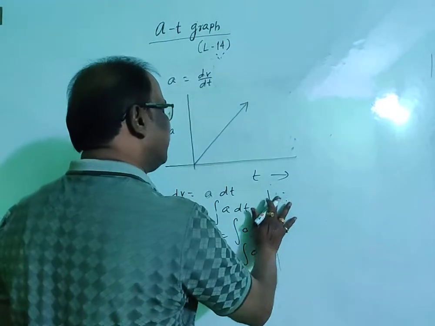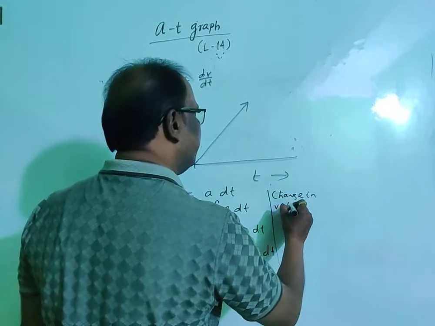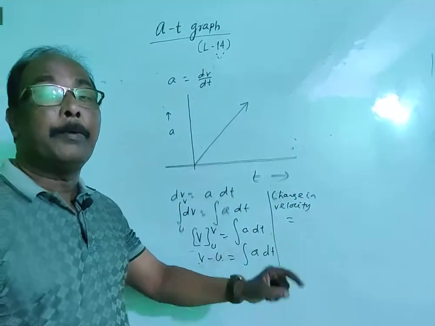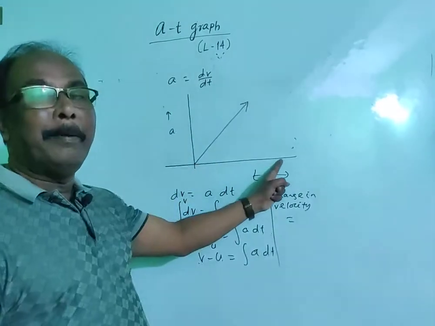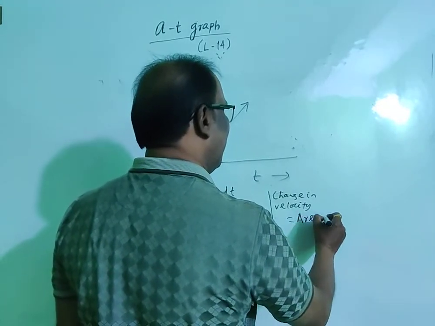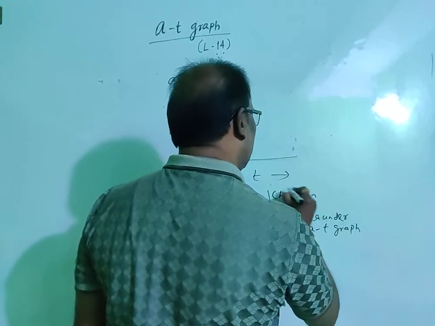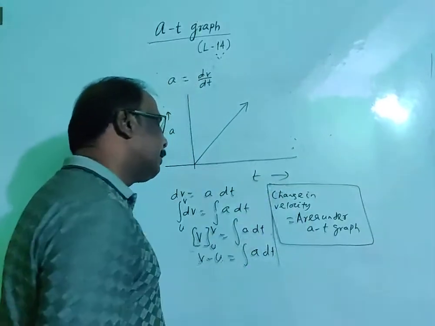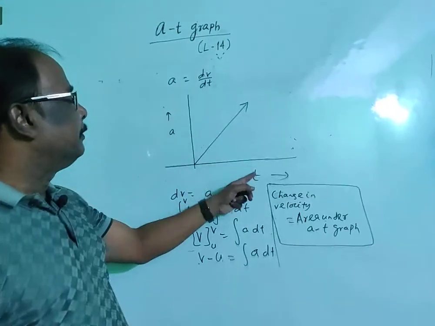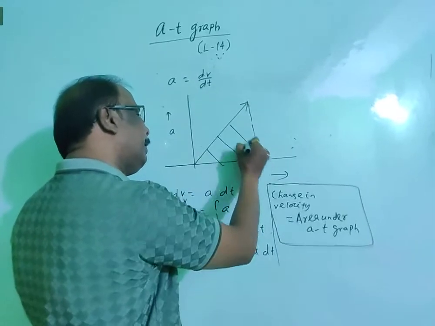V minus u is the change in velocity. Change in velocity is equal to the integration of a dt, acceleration and time, which means area under the a-t graph. Very important: change in velocity can be calculated by calculating the area under the a-t graph. If this is an a-t graph, then change in velocity is the area under this graph.